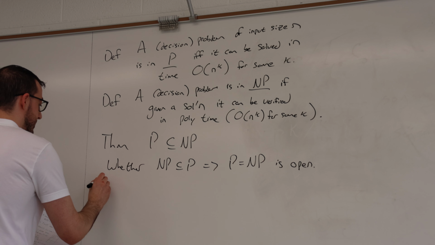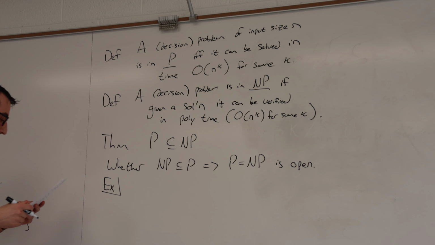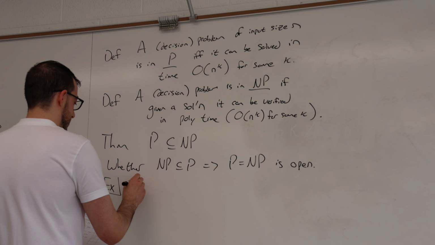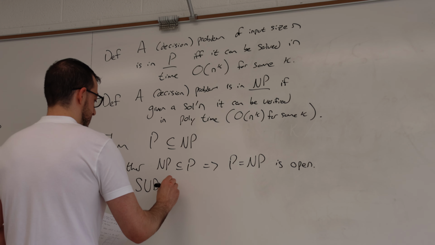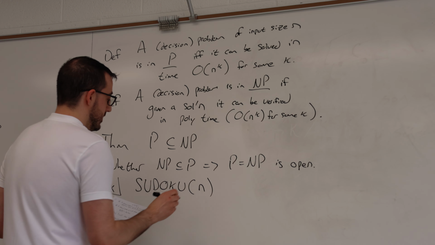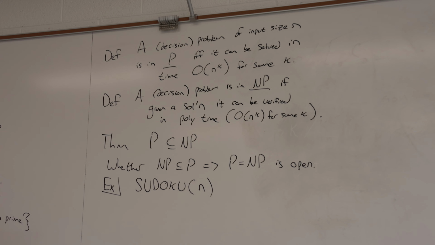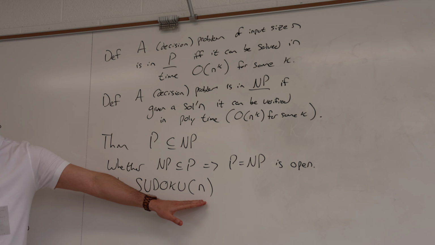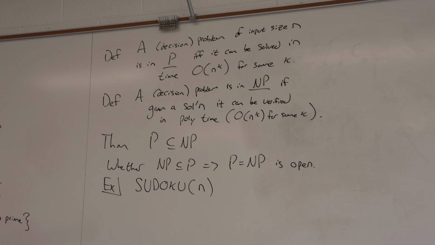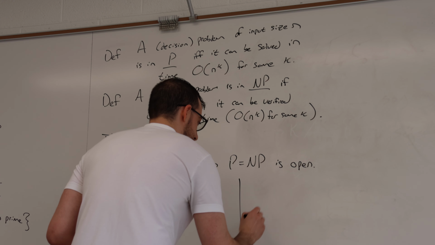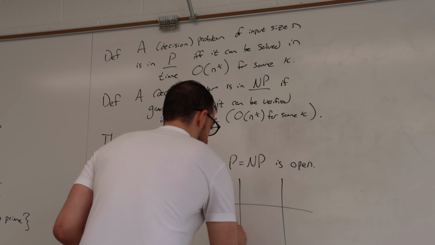So let's see an example of a problem that's in NP. We'll see several today, but the one I want to start with is Sudoku. So I think this is an intuitive one. So how many people have seen Sudoku? Yeah, so we're always considering the size of the board varying, and so we'll call the size of the board n here. And Sudoku looks something like this, at least in the 3x3 case.